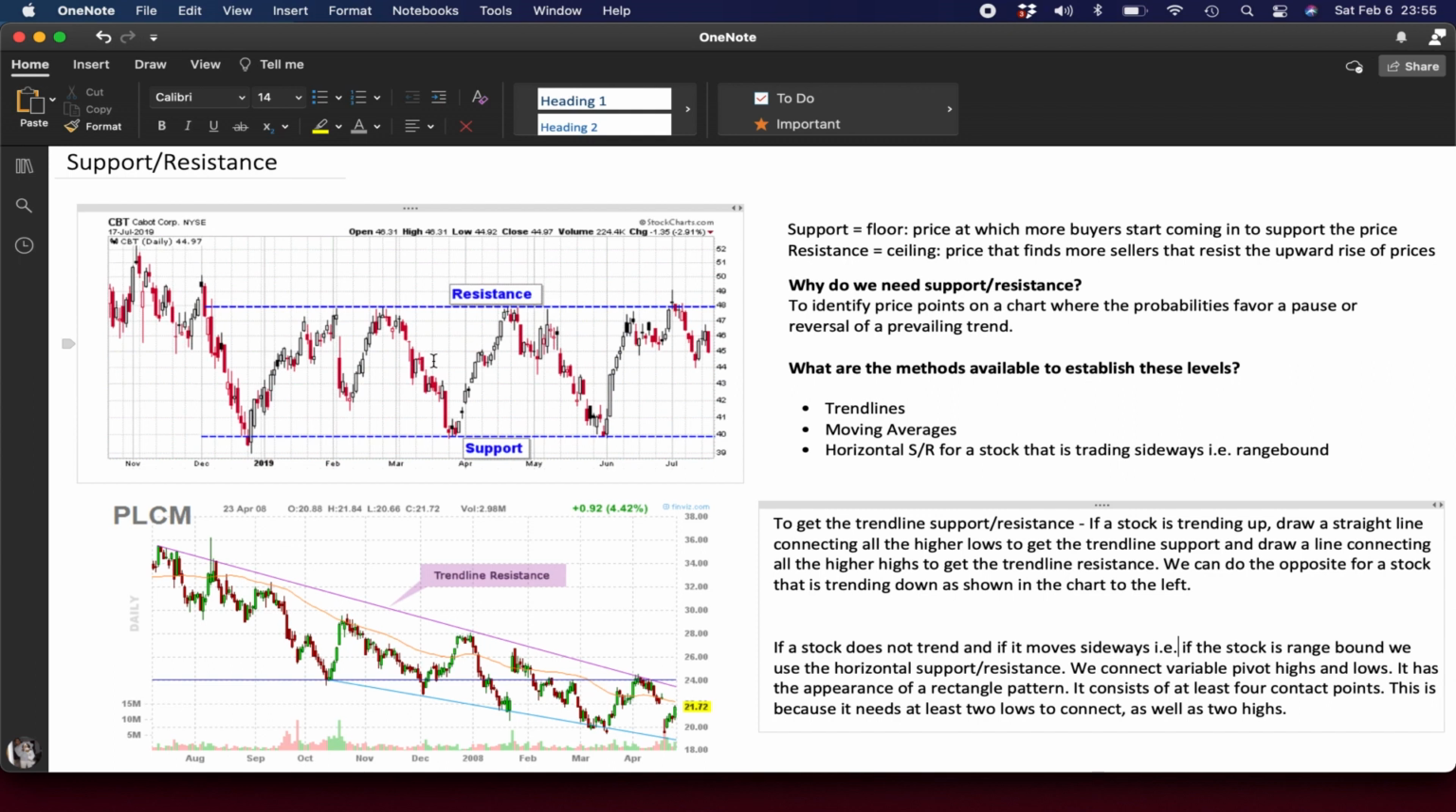So this is because it needs at least 2 lows to connect as well as 2 highs. But in this case, you can see that the stock is clearly range bound. It's trading sideways. Now, you can manually look through charts to locate these to trade the support and resistance pattern. For example, if a stock is trending up or range bound, you can buy a stock at the support and sell at the resistance.